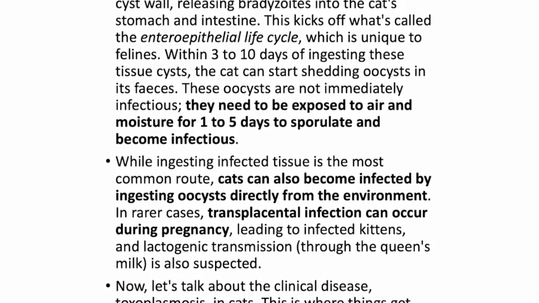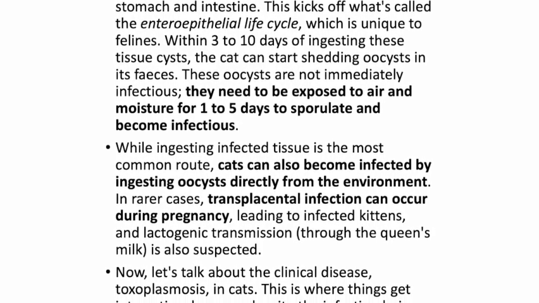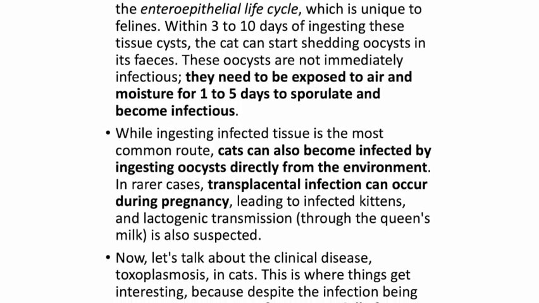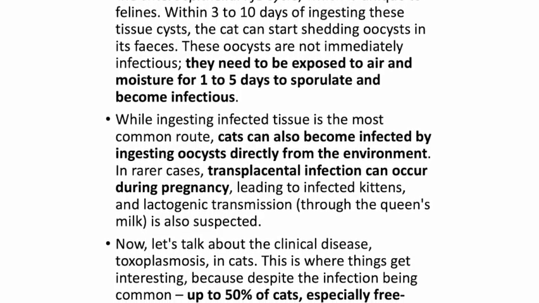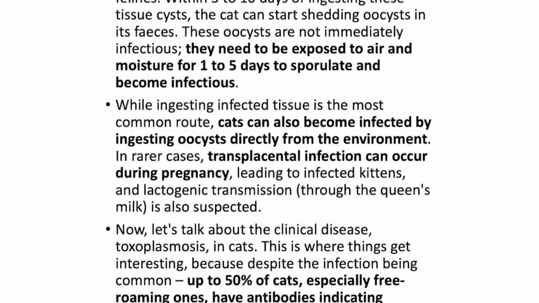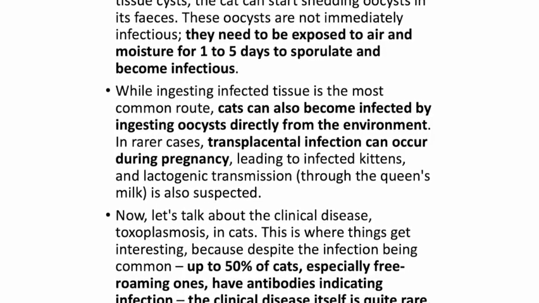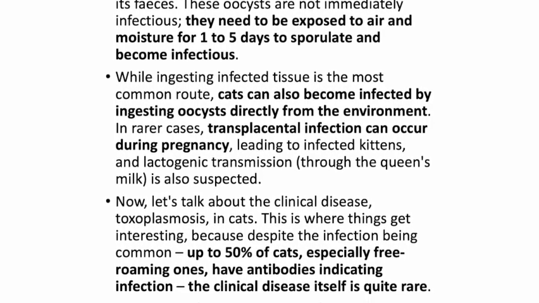Within 3 to 10 days of ingesting these tissue cysts, the cat can start shedding oocysts in its feces. These oocysts are not immediately infectious. They need to be exposed to air and moisture for 1 to 5 days to sporulate and become infectious.